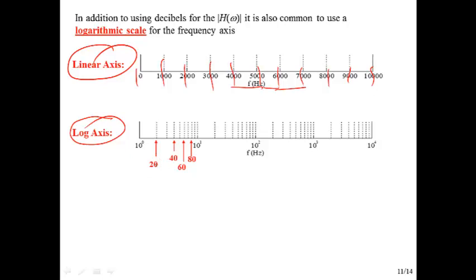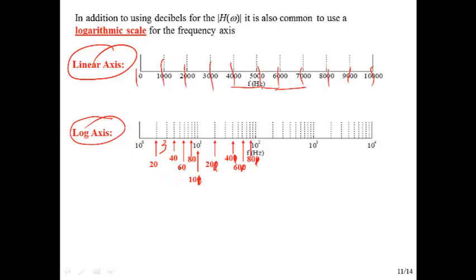I've got this wrong. This should be 2. So this is 10 to the 0, so that's 1. So this should be 2. This is 3, 4, 5, 6, 7, 8, and so on, and then you've got to drop a 0 off from all of these things.